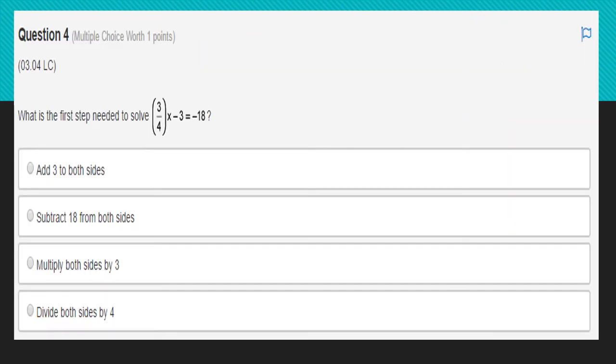All right, this problem says, what's the first step you would do to solve it? So I'm going to write it over here. Now the parentheses there are just there for organization. You do not need them. It does not ask us to solve it, but I'm just going to walk through some of the steps so you know how to solve two-step equations.